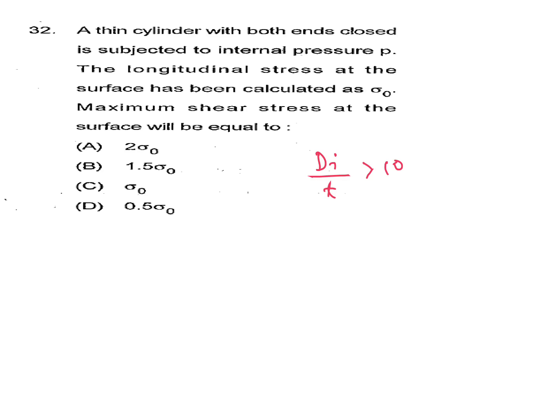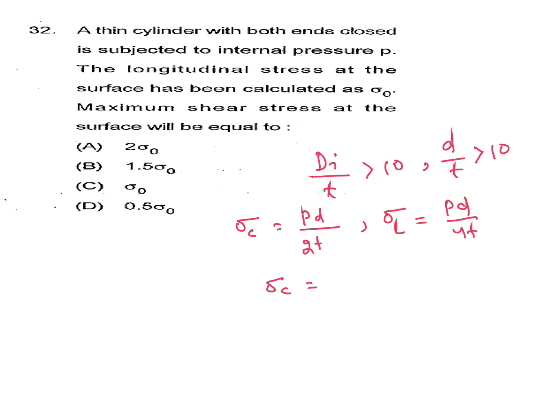Then circumferential stress or hoop stress is PD by 2t, here d by t is greater than 10. Longitudinal stress sigma L is PD by 4t. So sigma c is 2 times longitudinal stress. Here in this question, sigma L is sigma 0.